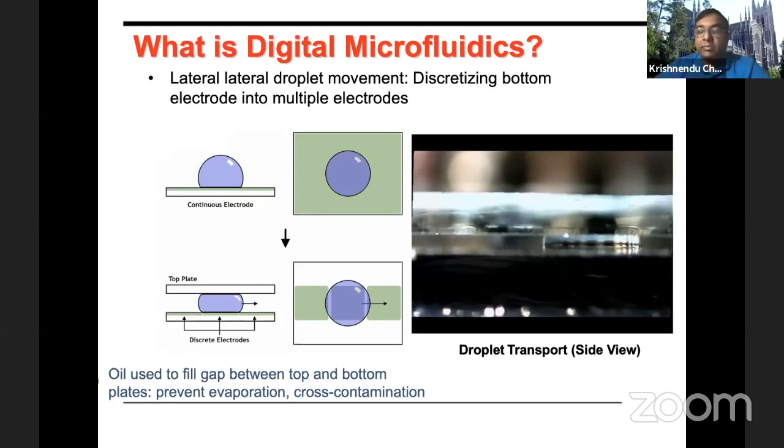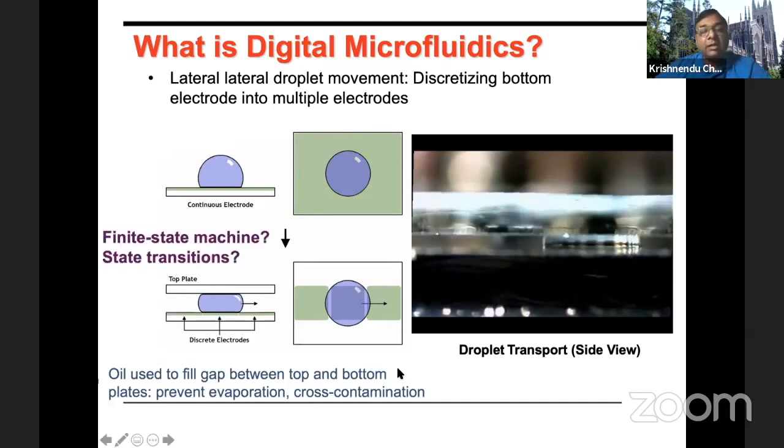Well, it evaporated because it is nanoliter, picoliter volume. So we have to use a film of oil. It's an inert silicone oil that prevents evaporation. And also it prevents cross-contamination, because if you're transporting large molecules, DNA, protein molecules, they may stick to the surface and cause contamination. So when you use oil, you eliminate the chances of contamination.